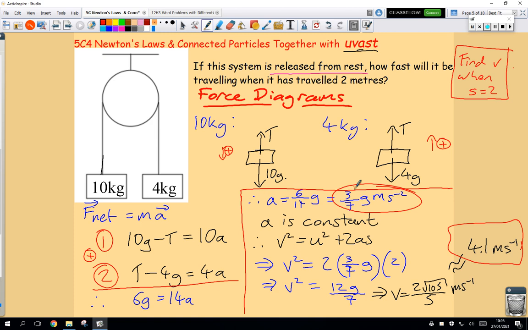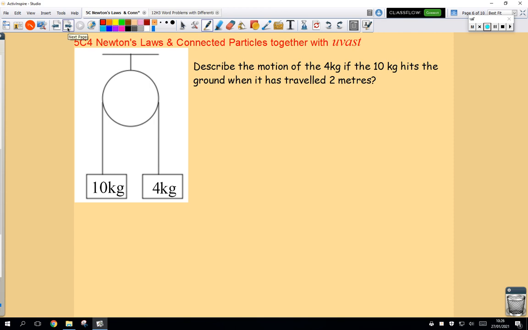So that's the first thing. Let's look at another example. Same kind of system, but suppose the 10 kilogram particle hits the ground after 2 meters. So there's a bit of ground down here, 2 meters below, and this travels down and hits the ground. And I want to think about the motion of the 4 kilogram particle.